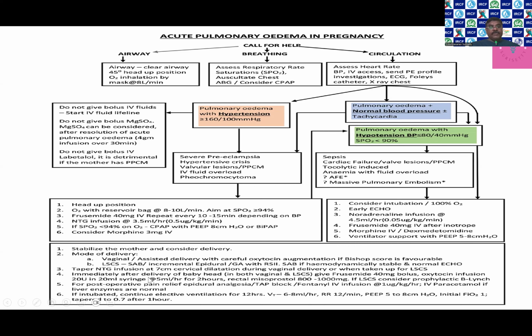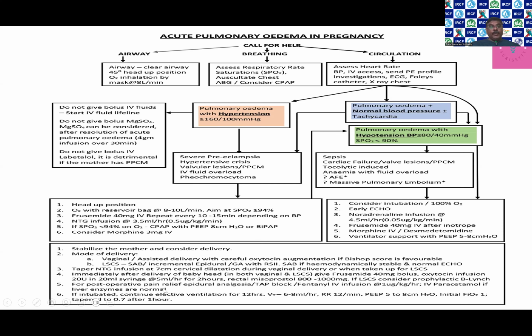Oxytocin may be 20 units in a 20 ml syringe, at 5 ml per hour for 2 hours, and rectal misoprostol 800 to 1000 micrograms. If LSCS, consider prophylactic measures for bleeding if you suspect any atony of the uterus. For postoperative pain relief, you will go for epidural analgesia, TAP block, or fentanyl IV infusion, that is 1 microgram per kg per hour. IV paracetamol if liver enzymes are normal.